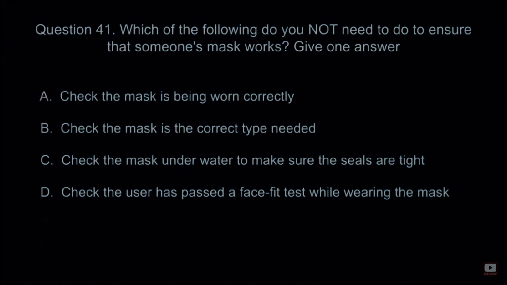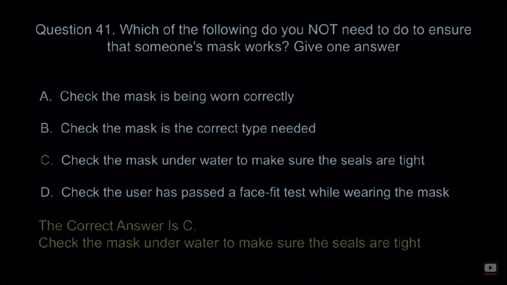Question 41. Which of the following do you not need to do to ensure that someone's mask works? Give one answer. A. Check the mask is being worn correctly. B. Check the mask is the correct type needed. C. Check the mask underwater to make sure the seals are tight. D. Check the user has passed a face fit test while wearing the mask. The correct answer is C. Check the mask underwater to make sure the seals are tight.